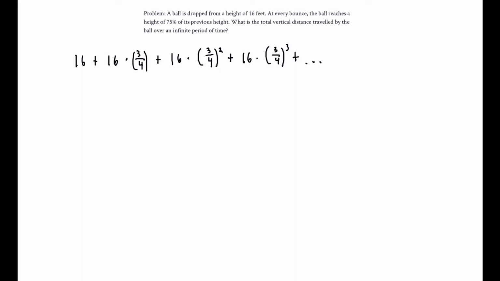The reason we are raising 3 over 4 to certain powers is because we are continuously multiplying 16 by 3 over 4 after every single bounce. If you have encountered problems similar to this, you may recall that this problem is asking you to find the sum of an infinite series.